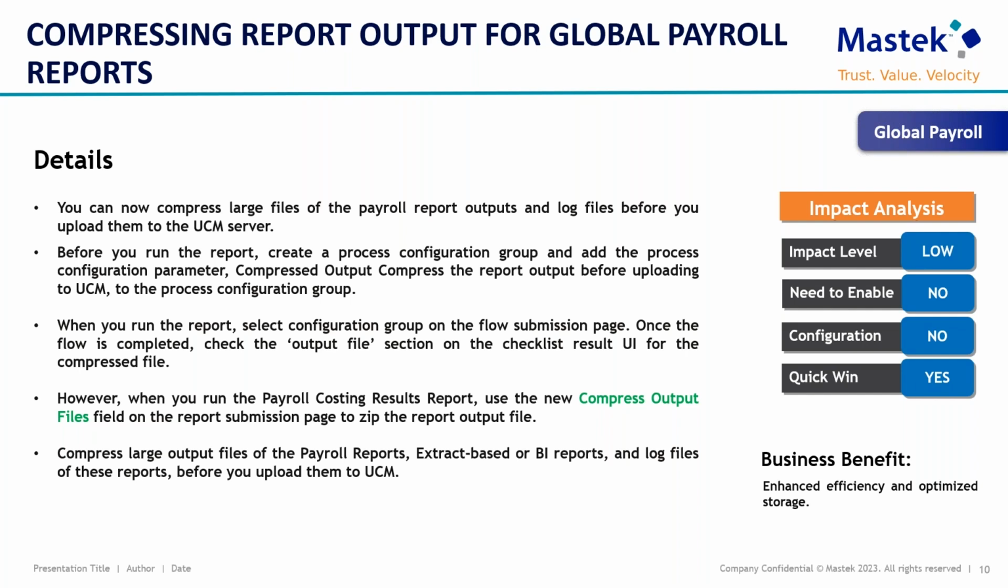Most of the processes can be enabled through the payroll process configuration group, but there is one specific process for which Oracle was not able to incorporate the compressing rule, which is called the payroll costing result report. In this report, rather than providing the option in the payroll process configuration group, Oracle has provided an option as a parameter called compressed output file. You just have to select that option and the output will be compressed for the payroll costing results. This feature can be utilized for the payroll reports, extracts, BI reports, and the log files.